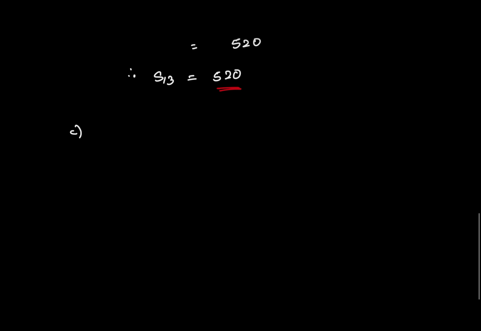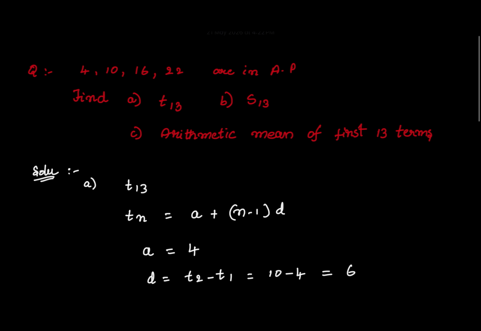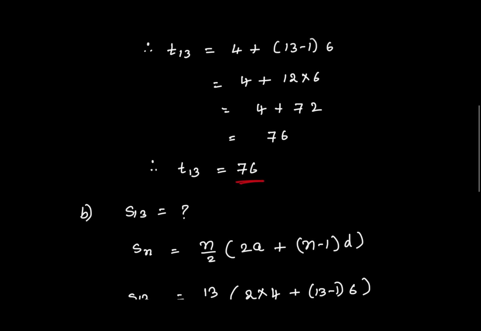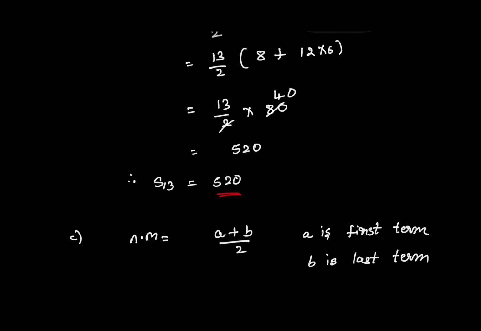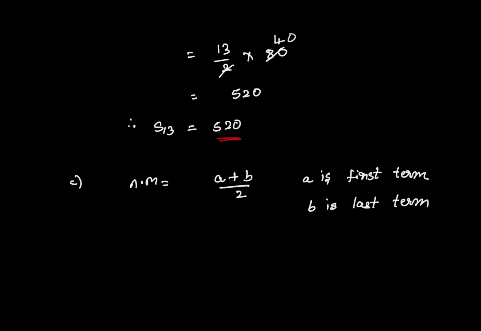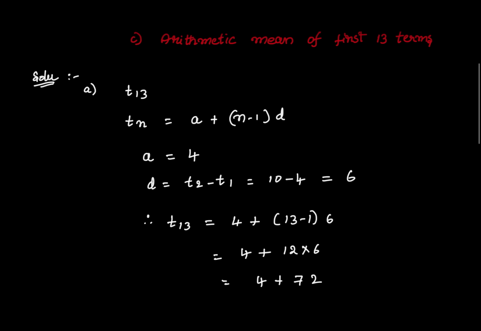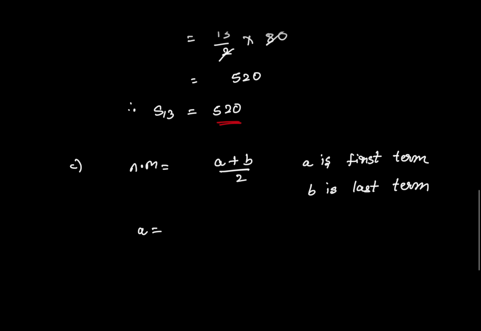Now we try the third sum: the arithmetic mean of the first 13 terms. See, the arithmetic mean in AP formula is a plus b by 2. Here a is the first term and b is the last term. We know a is equal to, what is a? A is equal to 4. B equals the last term.